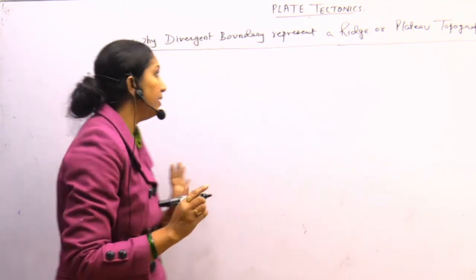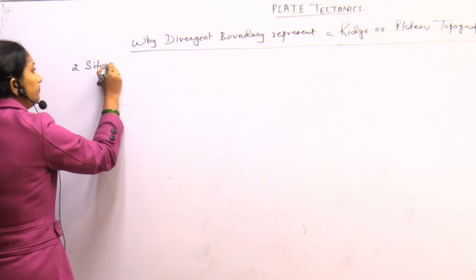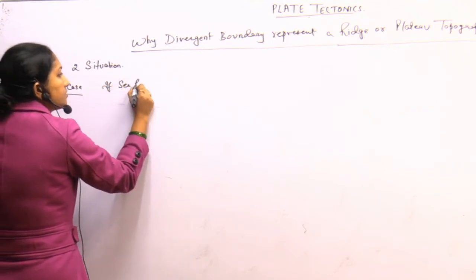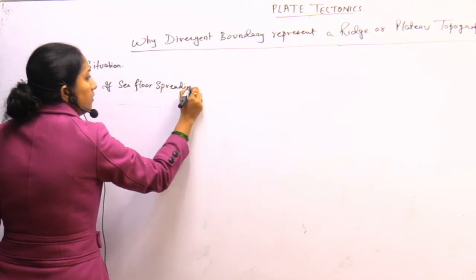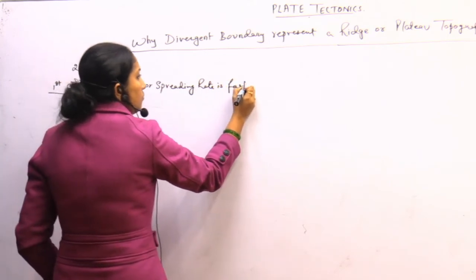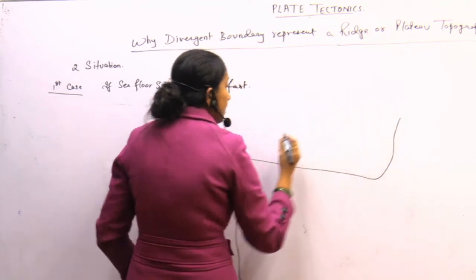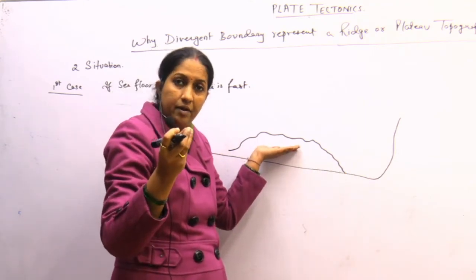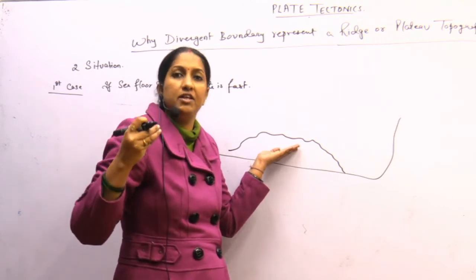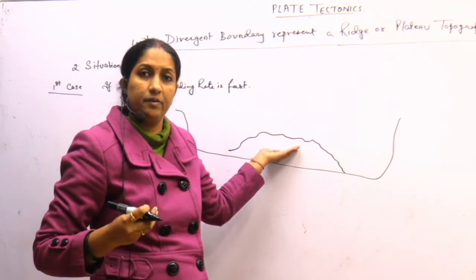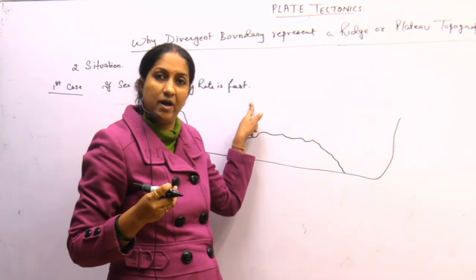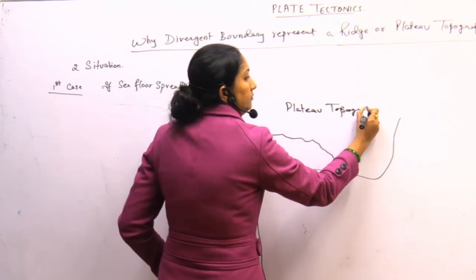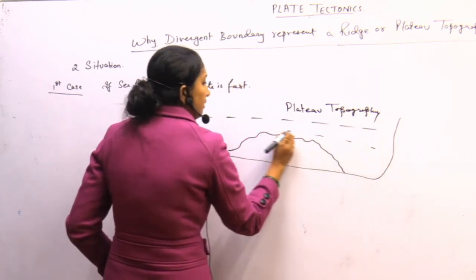So here two situations are possible. What are those two situations? Let's take the first case. If the sea floor spreading rate is fast, suppose this is our ocean basin, what will happen? This hot magma will get displaced away from the ridge before it sufficiently cools down. Why is it happening so? Because the sea floor spreading rate is fast. So in such a case, it will give rise to a plateau topography, right?